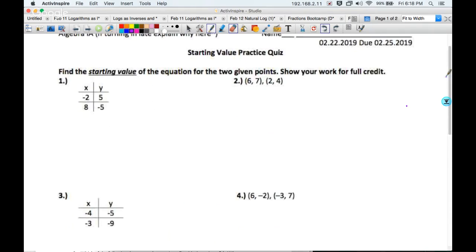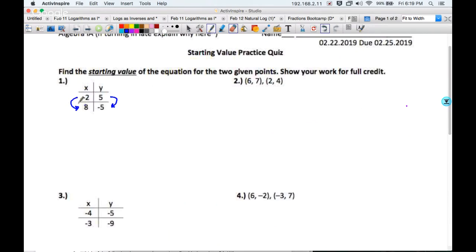Find the starting value of the equation for the two given points. Show your work for full credit. So here's what I want to do. I have to start by finding the rate of change first, because I'm going to use that to find the starting value. To get the rate of change, I draw these arrows on the outside of my table, and on these arrows, I write how much the numbers changed by.